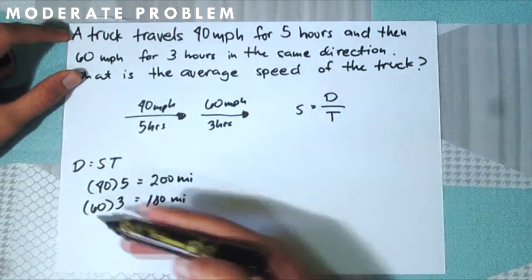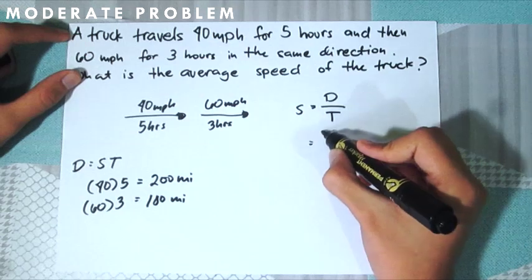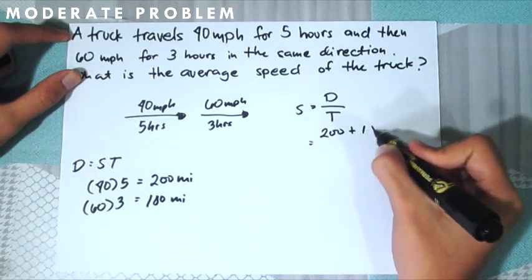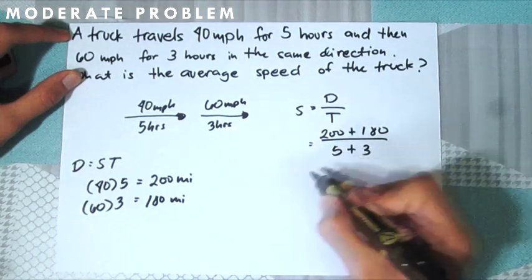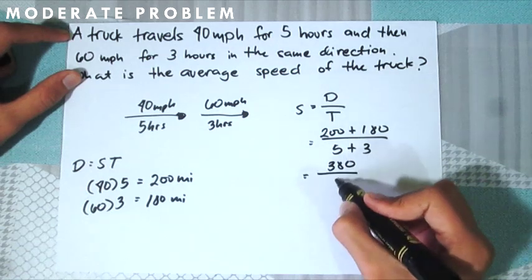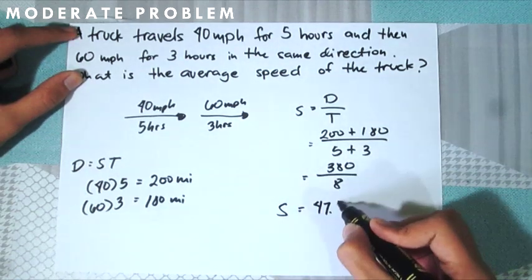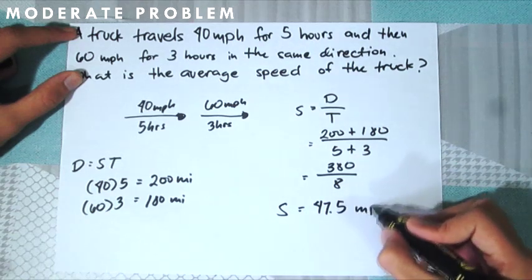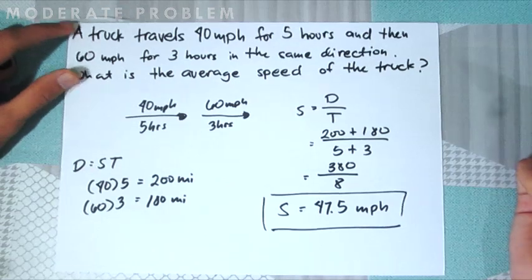So let's move on to our original formula. 200 plus 180 over 5 plus 3. 200 plus 180 is 380. 5 plus 3 is 8. So 380 divided by 8 is 47.5 miles per hour. Our average speed is 47.5 miles per hour.